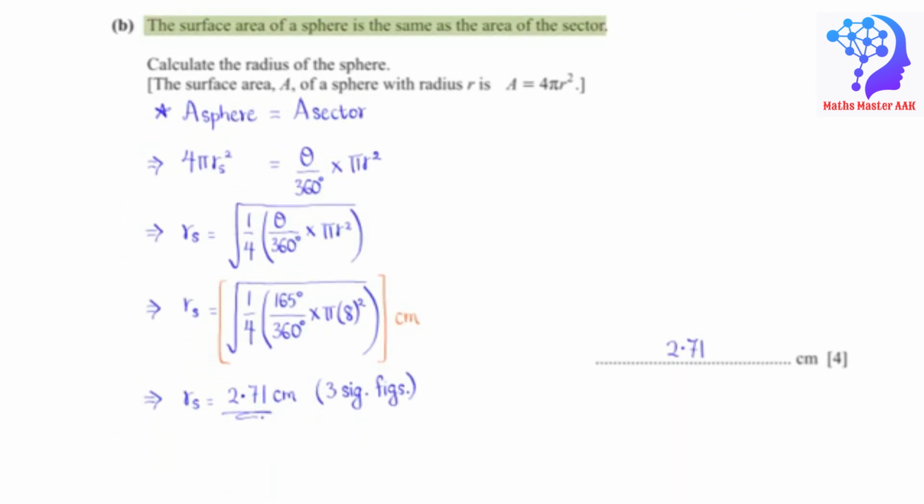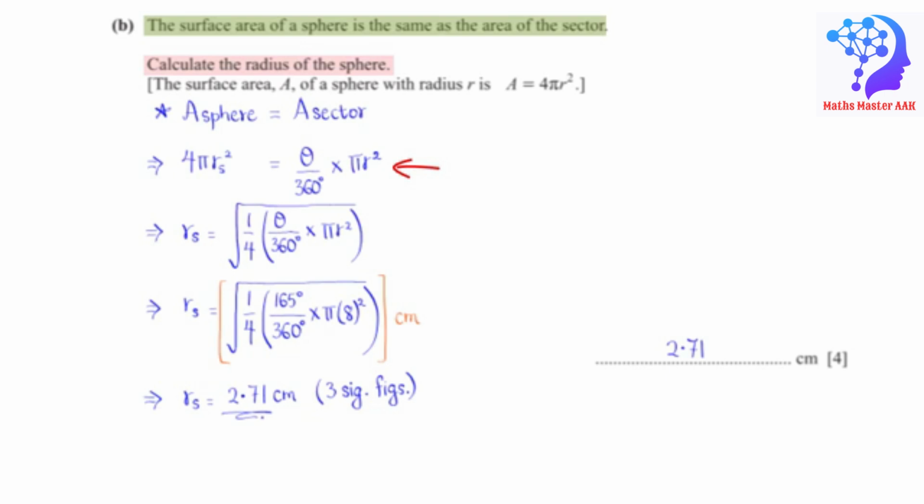The surface area of a sphere is the same as the area of the sector. Calculate the radius of the sphere. The surface area A of a sphere with radius r is A equals 4 pi r squared. So we've been told that the surface area of the sphere is equal to the area of the sector above. Let's represent the radius of the sphere as rs and the radius of the sector as r. And so the area of the sphere is 4 pi times rs squared, and the area of the sector is theta over 360 degrees times pi r squared.